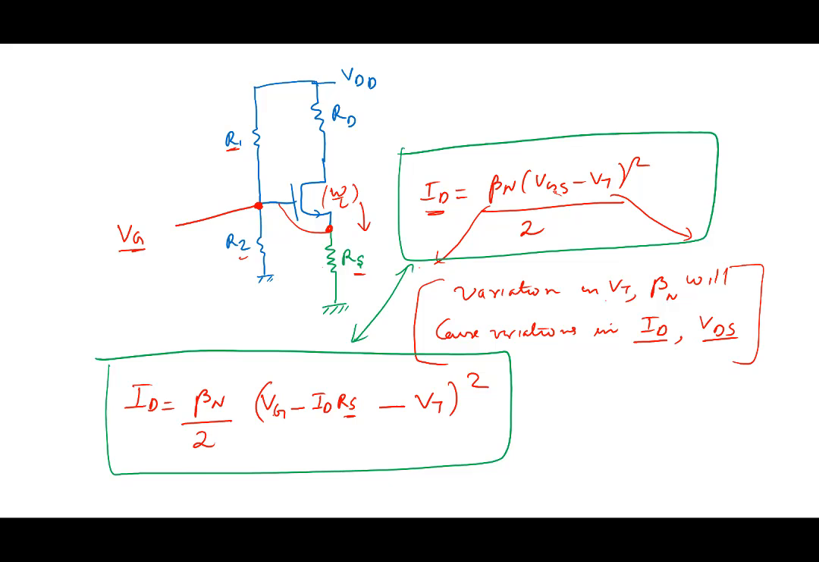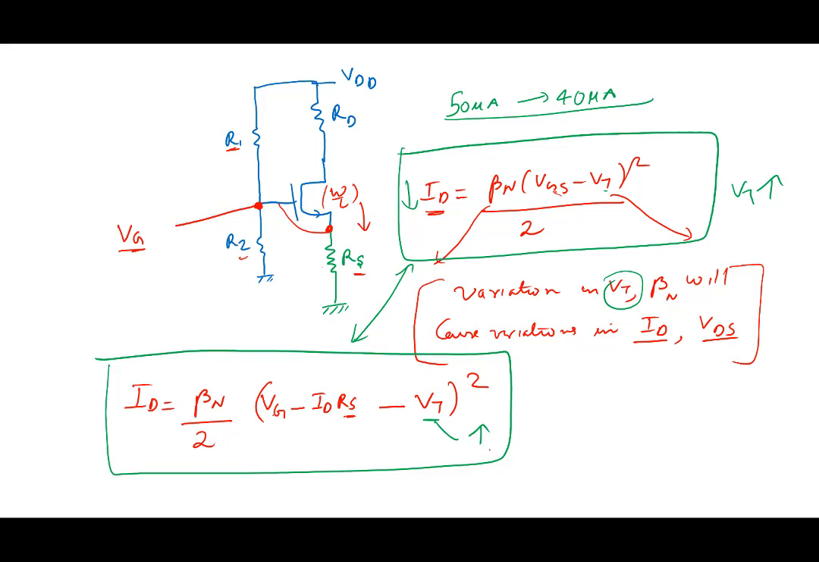In this case, suppose Vt increases for some reason. If Vt increases, the current would fall. If the current earlier was, let's say, 50 microamperes, the current may fall to 40 microamperes. Right? Immediately there would be an effect on ID.